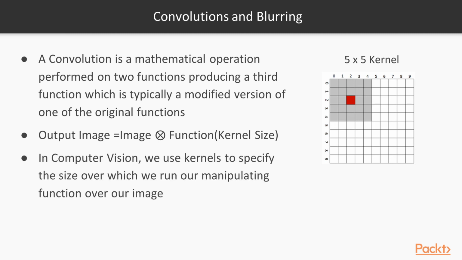In computer vision, we use these kernels to specify the size over which we are manipulating a function over our image. And this is what a 5x5 kernel looks like. I'm pretty sure this doesn't help you understand what is happening. However, what you need to keep in mind is that a convolution is an operation whereby we run a matrix over our images. It's a square matrix of a specified size, and this one is a 5x5, performing some operation on these pixels using the inputs of this region on the image.